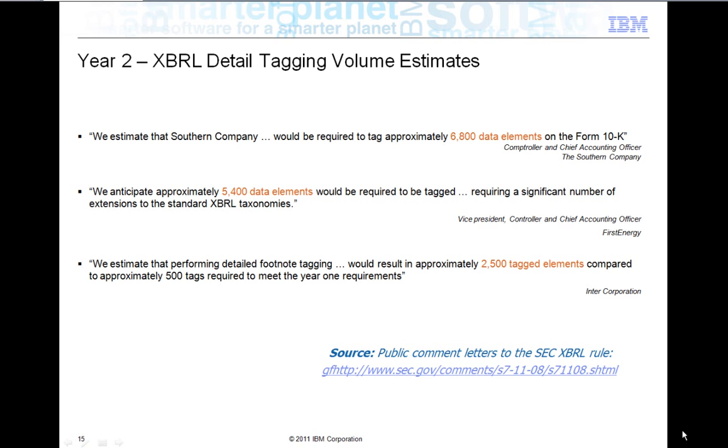Finally, here's one from Intercorporation. We estimate that performing detailed footnote tagging would result in approximately 2,500 tagged elements compared to approximately 500 tags required to meet the year one requirements. So quite typically what we see is as an estimate anywhere from 5 to 10 times the volume of tags that you may have in your year one compared with your year two and moving forward filings.